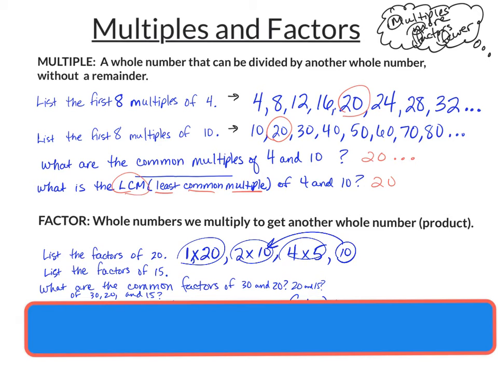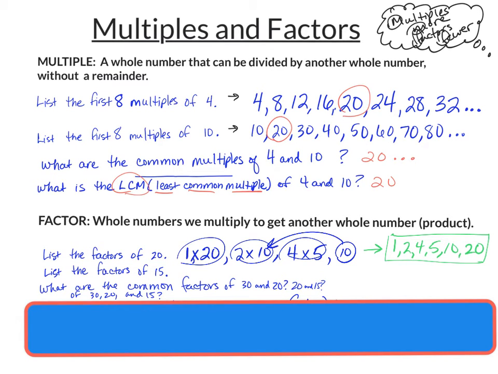So I start with my least factor: 1, 2, 4, 5, 10, and 20. And the language that we use is, the factors of 20 are 1, 2, 4, 5, 10, and 20.